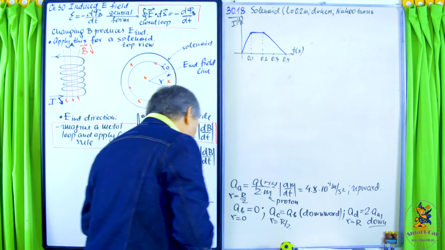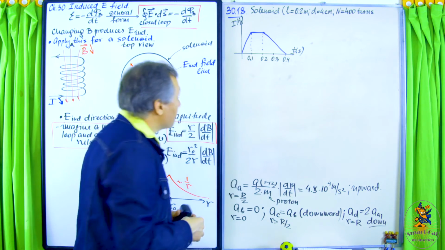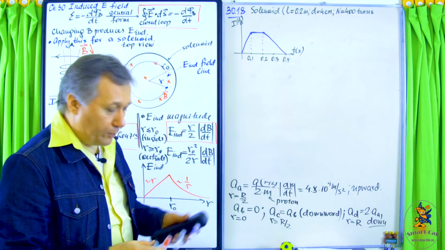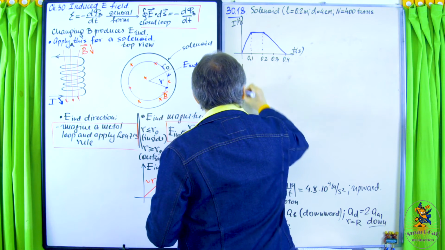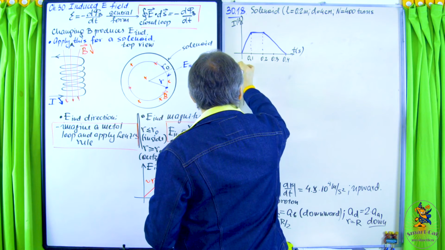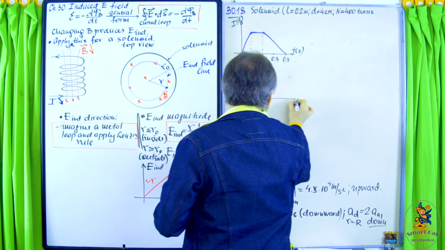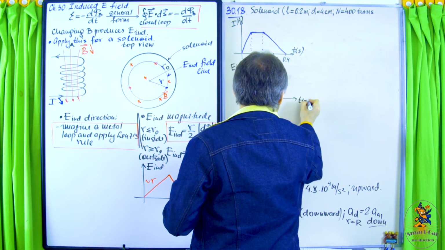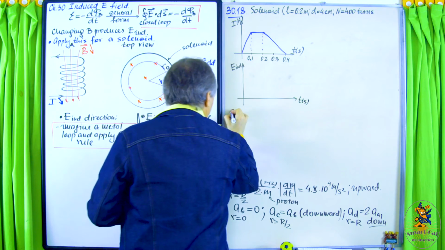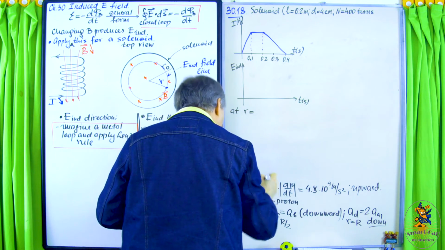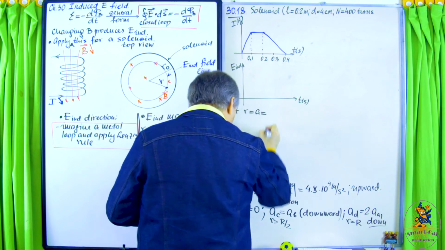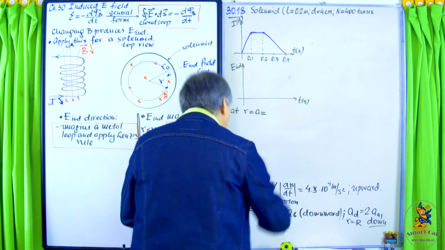Okay, so what do we need to plot? We need to plot how the induced electric field, E induced, changes with time at point R equals A, which equals what? 1 centimeter.